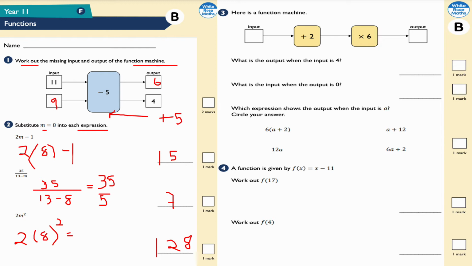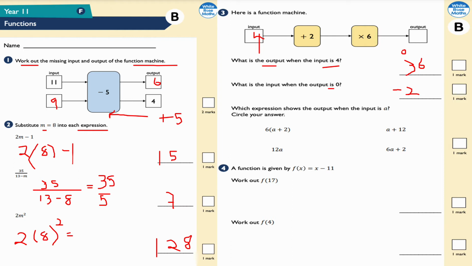This is question number 3, guys. Here is a function machine. What is the output when the input is 4? So I'm going to have 4 here. So 4 plus 2 is 6. Times by 6 is 36. So when the input is 4, the output is 36. Next one, what is the input when the output is 0? So it's working backwards now. I do 0 divided by 6, which is 0. I'm going to subtract 2 and I get negative 2. So I get minus 2.